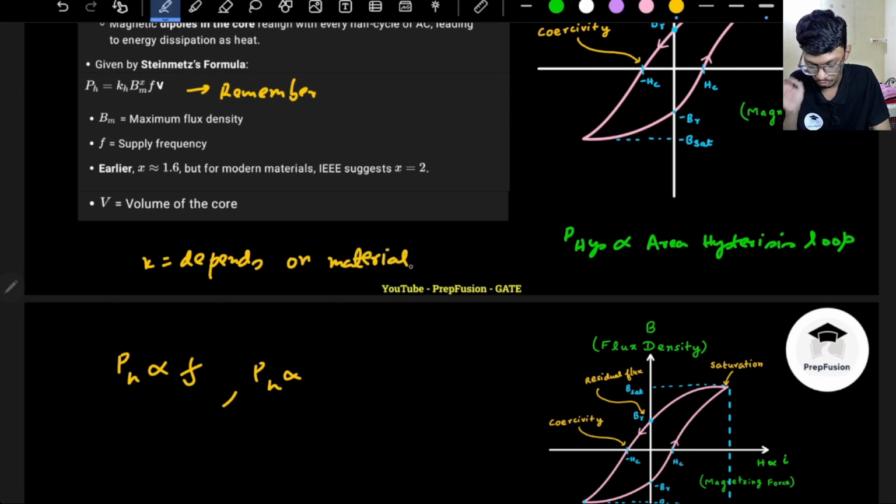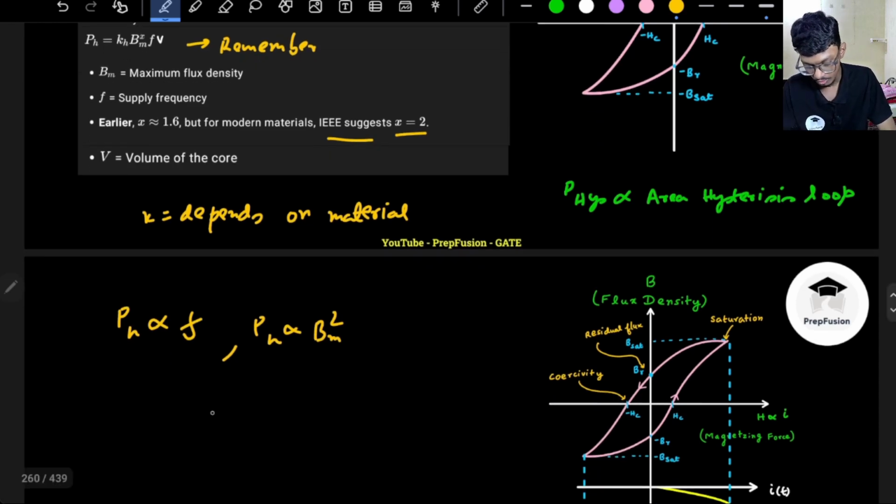Now in the latest books, IEEE has suggested taking x equals 2, because as the material varies, x also will change, because different materials have different magnetic properties. That's why, if by default nothing is mentioned about the Steinmetz constant, you will choose x to be 2. That means my hysteresis loss will be proportional to the square of the maximum flux density.